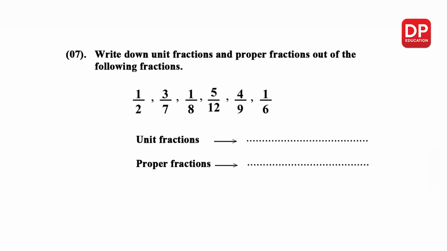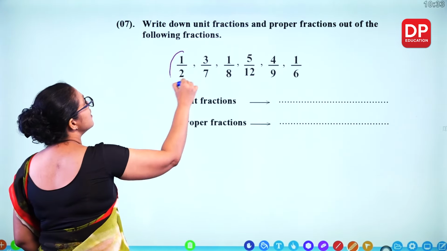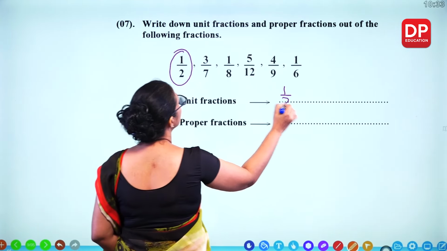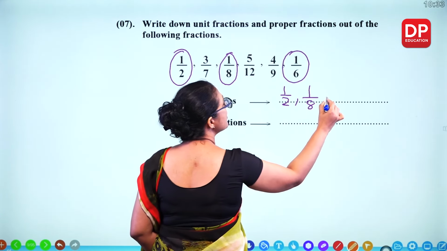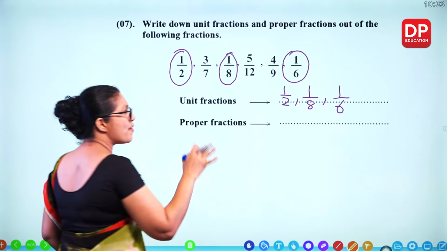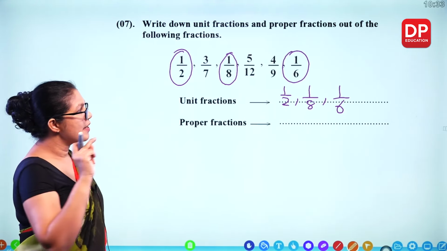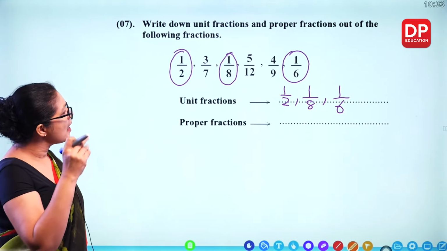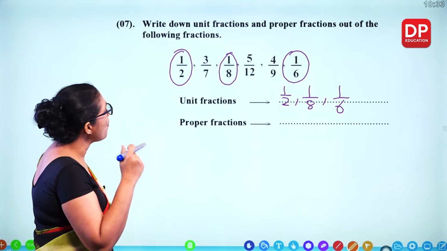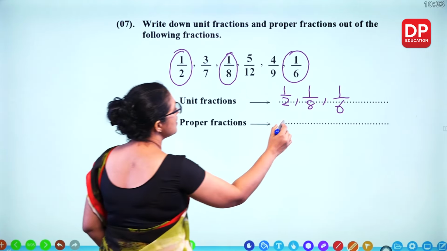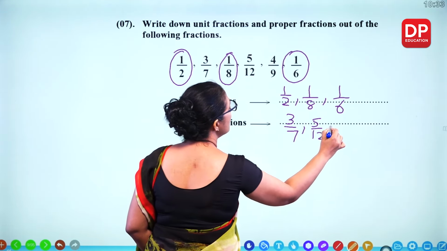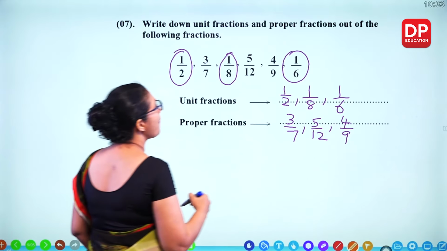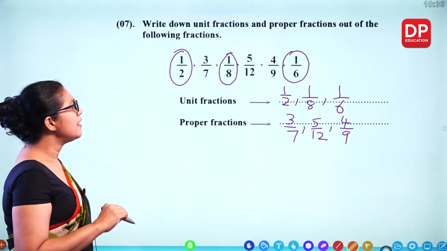Write down unit fractions and proper fractions out of the following fractions. Unit means the numerator is 1. Here the numerator is 1. And here the numerator is 1. But these are proper fractions as well, because the numerator is smaller than the denominator. Other than unit fractions, what are the other proper fractions? These are the proper fractions: 3/7, 5/12, 4/9. The numerator is smaller than the denominator.